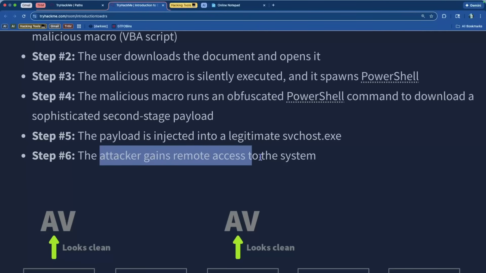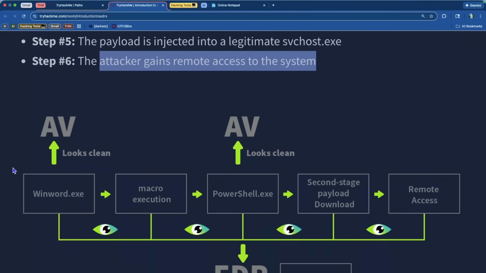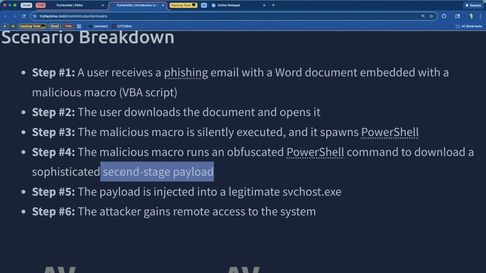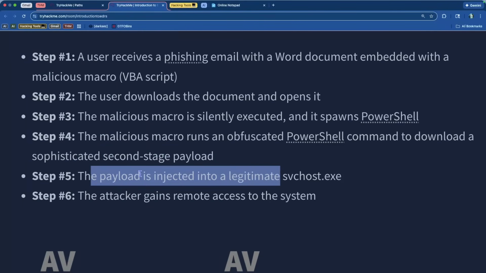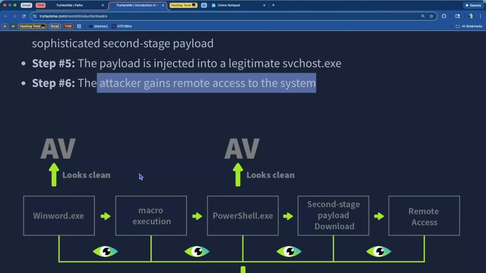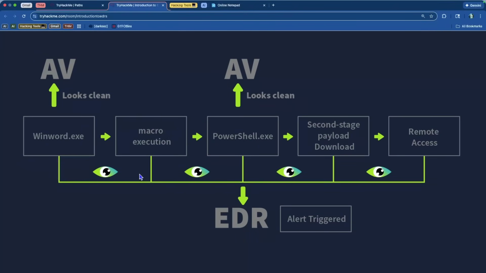And in step 6, the attacker gains remote access to the system. Okay, so these are the steps that happened. Somebody opened a phishing email, they downloaded the file, they launched the file. The macros of the file launched and downloaded something else as a second stage malicious payload. That payload was injected into a legitimate service and then it ran. And when it ran, it gave the attacker remote access to that system. Okay, so now, according to the antivirus, they look at WinWord and it's like, oh, it's clean, it's fine.